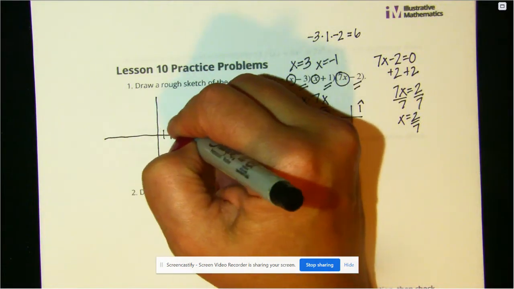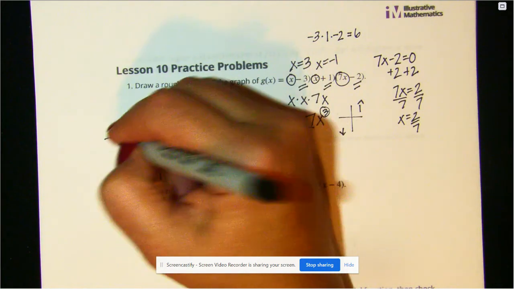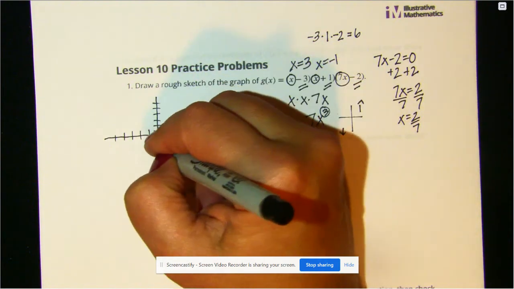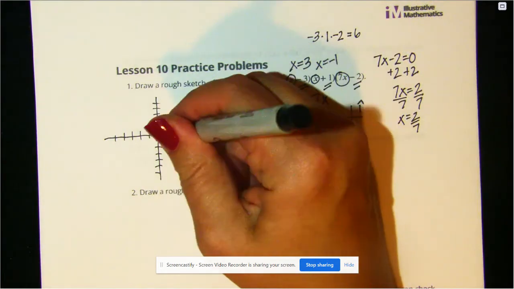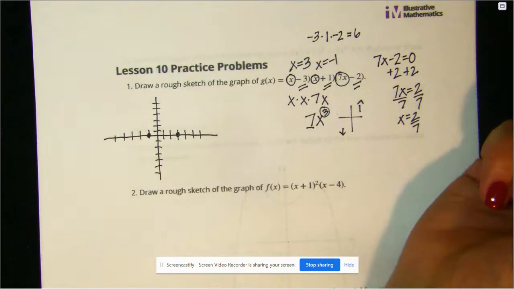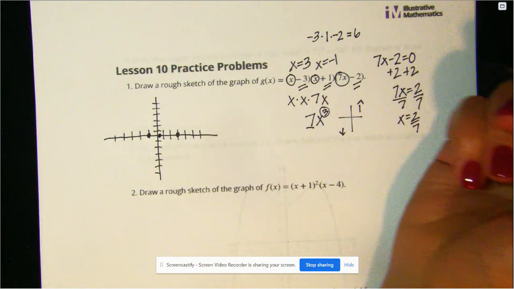So, 1, 2. I'm living on the wild side here. I'm doing it in a pen. This doesn't have to be perfect. So 1, 2, 3, -1, and then 2/7 is less than a half, so it's like right there.